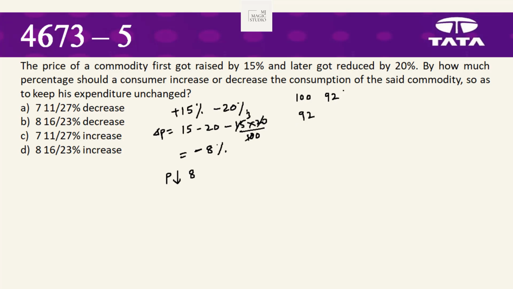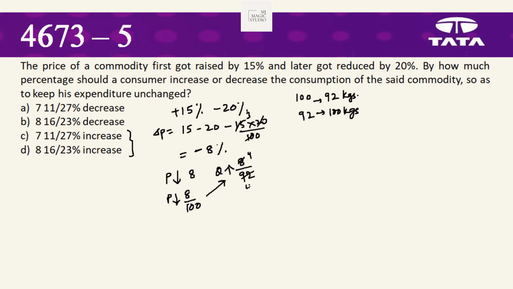Initially we were purchasing 92 kgs. Now we are purchasing 100 kgs. You can see that expenditure remains unchanged. That means Q will increase by 8 by 92. If P goes down by 8 by 100, Q will go up by 8 by 100 minus 8. That's it. Now we can find Q is increasing. Out of these two would be our answer.